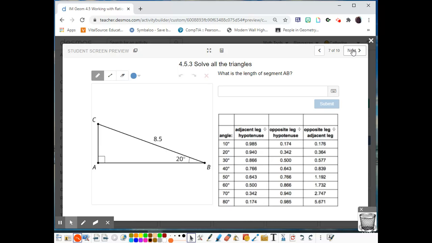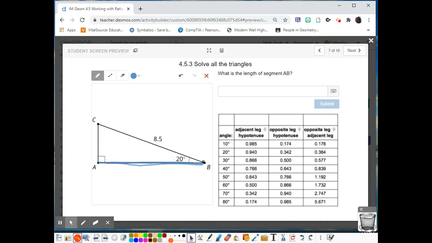And to do that, we might first want to highlight the segment that we're trying to solve for. So in this case, I'm looking for segment AB. So I'm going to highlight that one, and say, there it is. That's the one I'm looking for. So I have a 20-degree angle. I have the hypotenuse, and I'm trying to find AB, which is the adjacent.